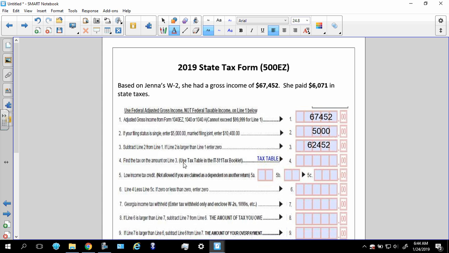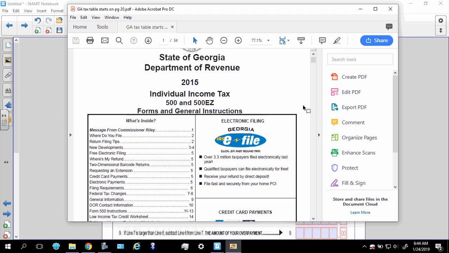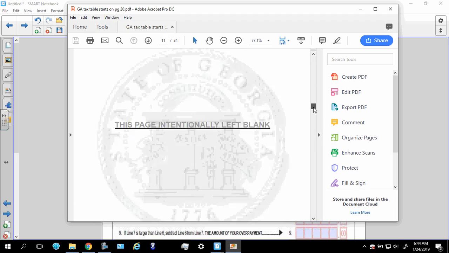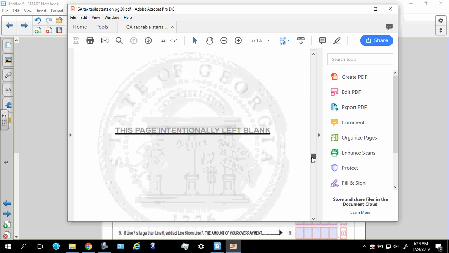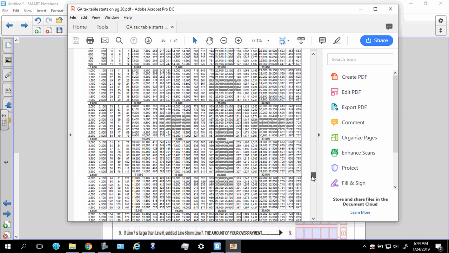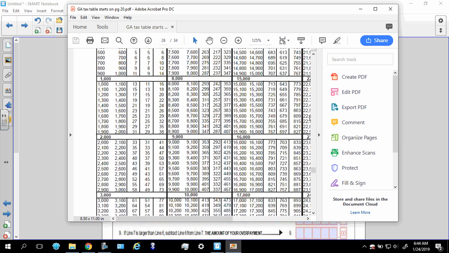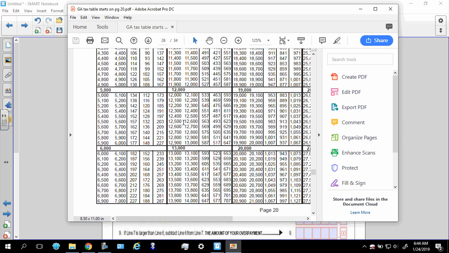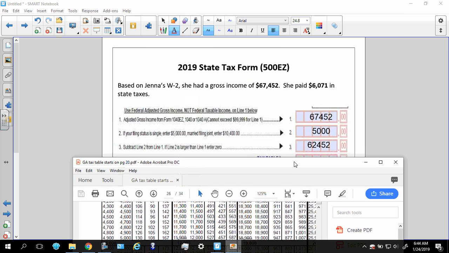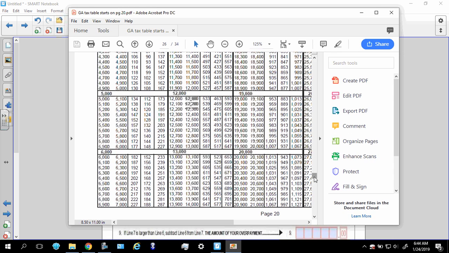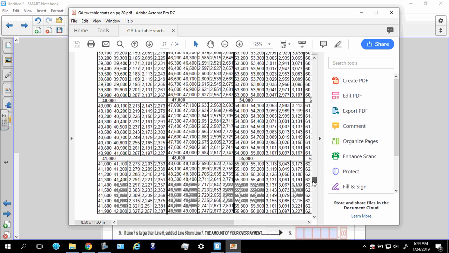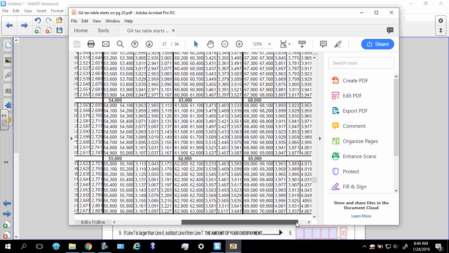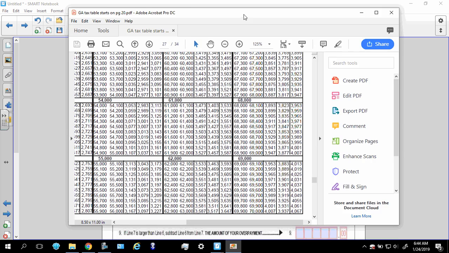Now, here we go. Find the tax on the tax table. All right, let me pause. Here is the Georgia tax table. It's a PDF form. I'm going to scroll all the way down to about 20. There we go. Let me zoom in a little bit. Notice the tax table is divided up by thousands. I've got to go to 62,000. Let me scroll down. 53, 54, 55. Oh, there it is. 62,000.